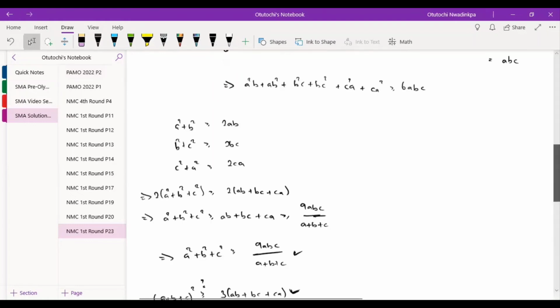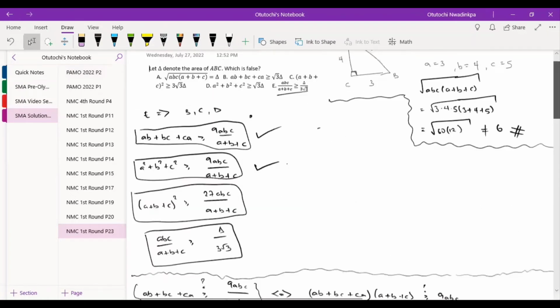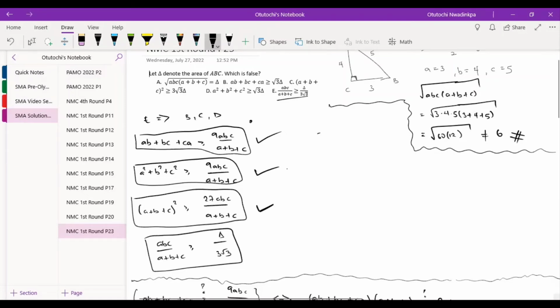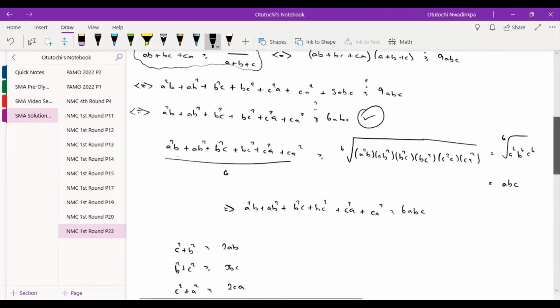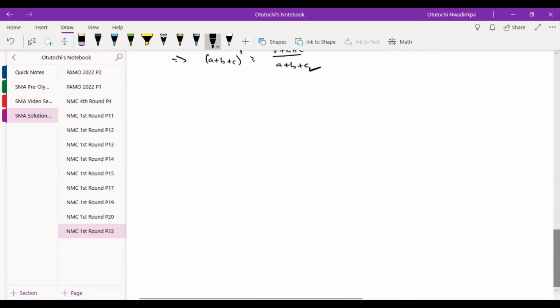And so all that's left for us to show is option E. And that's abc over (a+b+c) is greater than or equal to delta over 3 root 3. So like I said, since you have shown the first three, if we can show option E, then that implies that B, C, and D are true as well. So that's what we are going to work to prove now. So we are trying to show that abc over (a+b+c) is greater than or equal to delta over 3 root 3.